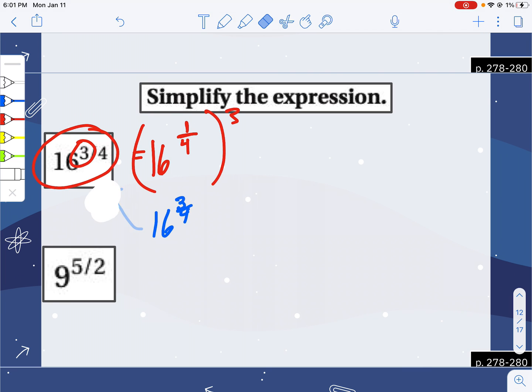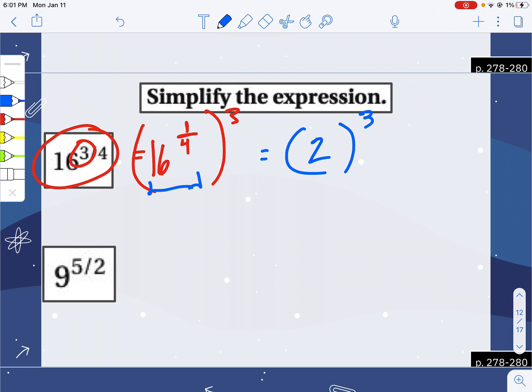So when we're simplifying this, we can find 16 to the 1/4, because that's what we practiced all day on Friday. We want to figure out what number can we multiply by itself 4 times to get 16. And we will find that that is 2. Now 2 to the 3rd, that will give us 2 times 2 is 4, times 2 is 8.